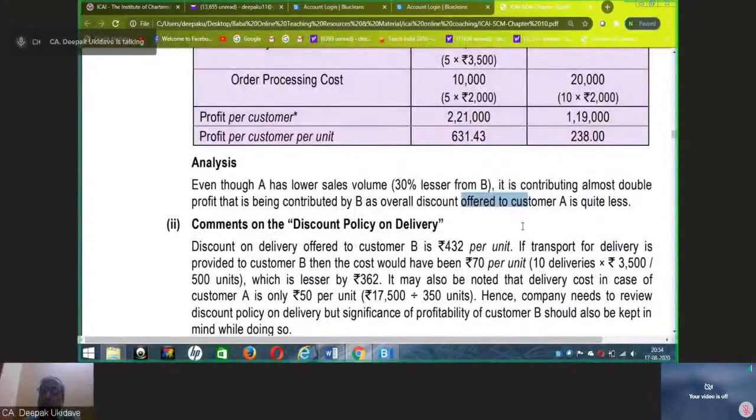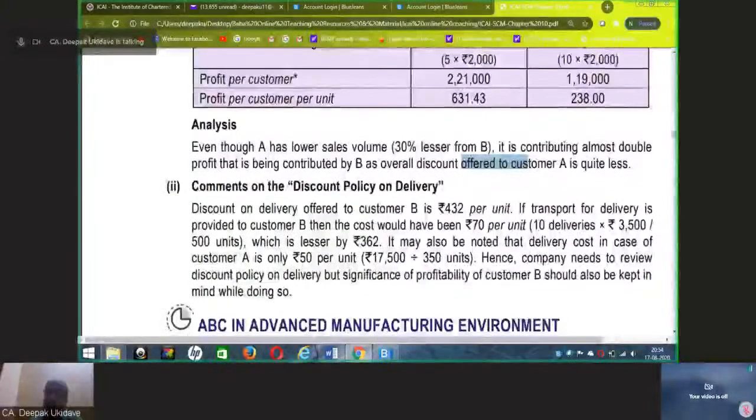And that is discount. Discount is offered to customer B, which is eating away major cost, which is contributing to the cost and eating away our profit, and that is why customer B is shown to be contributing less than customer A. This analysis has to be brought out categorically in your answer. And this is the first part of the question.